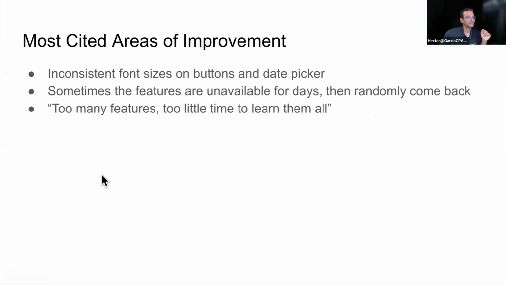The second piece was areas of improvement. This is the feedback that you guys are giving us, saying there's a couple of areas of improvement. This is RightTool in general, not QuickBooks. There was a lot of areas of improvement in QuickBooks. Obviously, that's not our thing. So one was inconsistent font sizes on buttons and date pickers. Very, very true. We've been very inconsistent with that, and we have to get better at that.